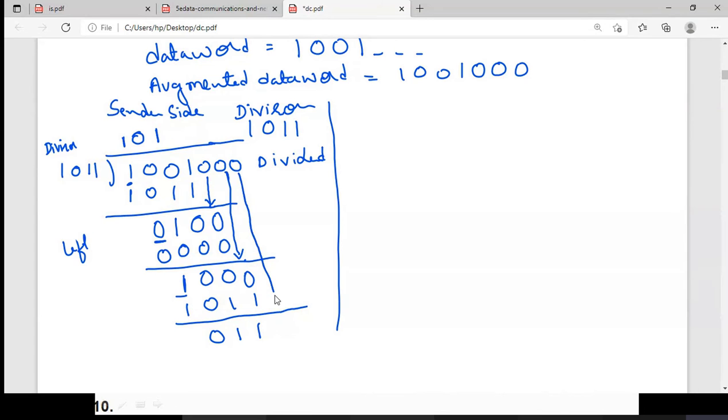Okay, so only 3 bits are there. You take 0 here. So check the leftmost bit, it is 0. That means you need to take 0 in the quotient, 0 into divisor. So all bits of divisor become 0. Once again apply XOR: 0, 1, 1.